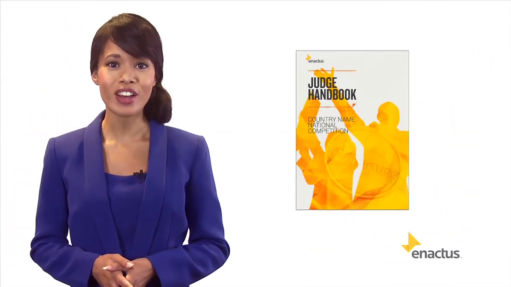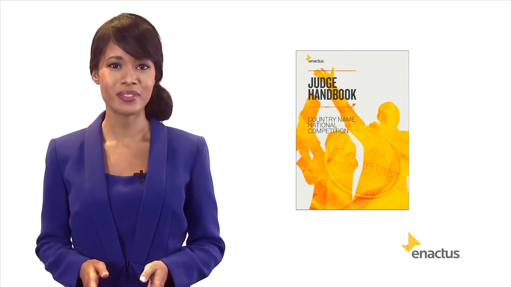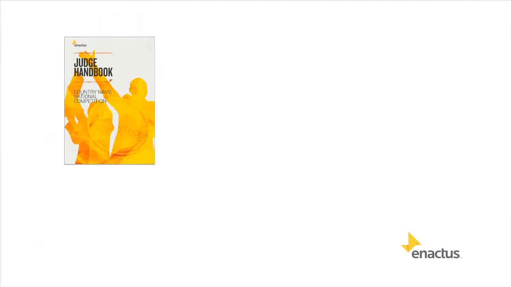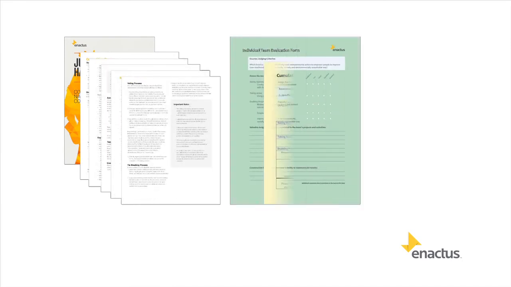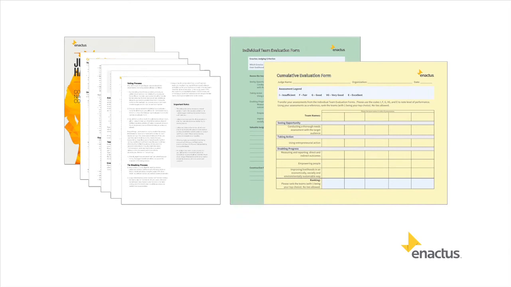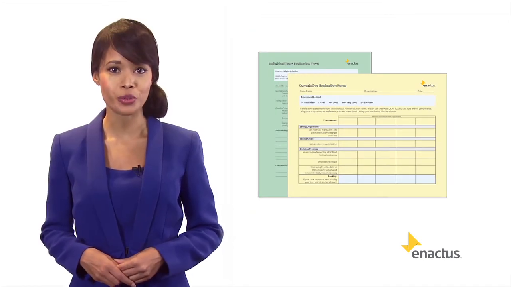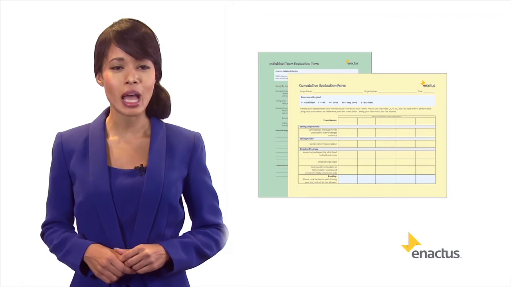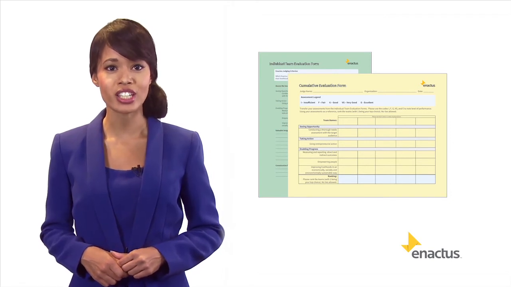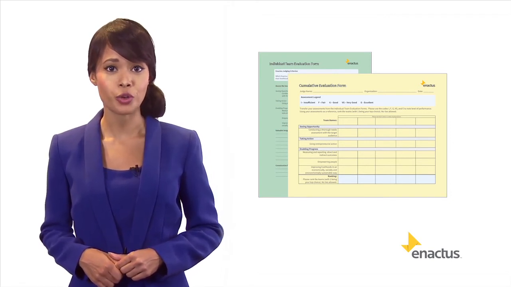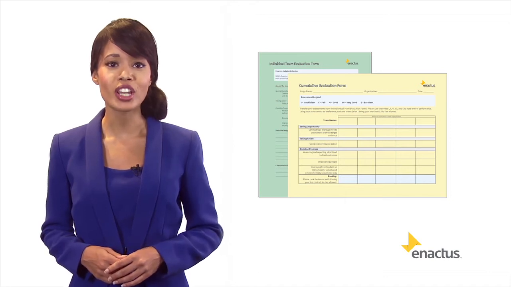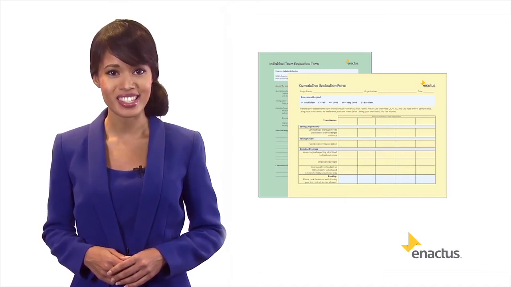The Judge's Handbook is designed to help you through the evaluation process of each team. Within the document, you will find information on the competition process, the Enactus judging criterion and definitions, individual team evaluation forms, and a cumulative evaluation form. Let's focus in depth on the individual team evaluation and cumulative evaluation forms that you will use in your evaluation and scoring of the teams.